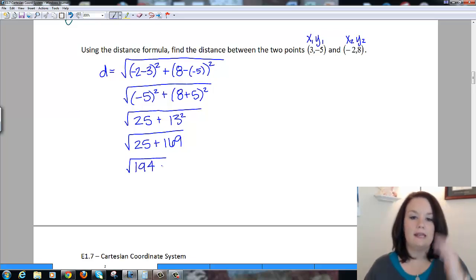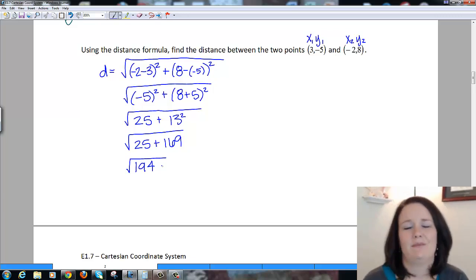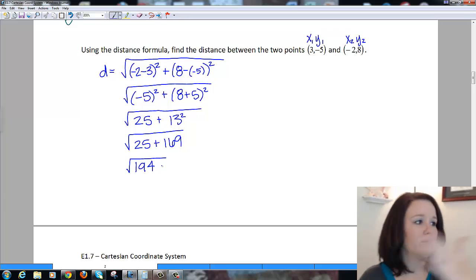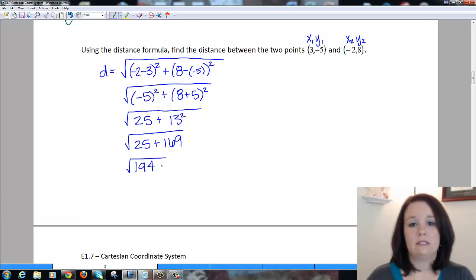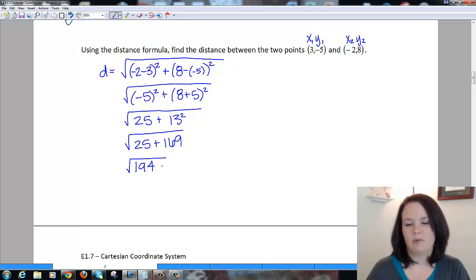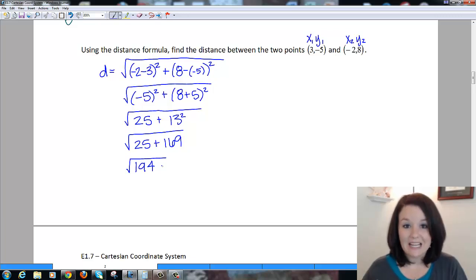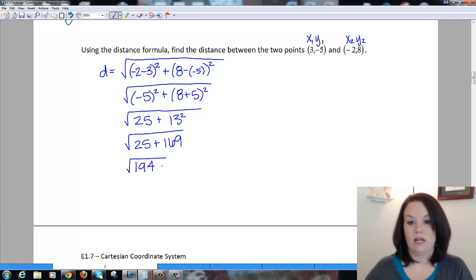Okay. Now, if we're talking about the distance something is, like how far is this building from this building, we wouldn't normally say, oh, well, it's a distance of the square root of 194 feet, right? We don't talk about distance like that. So we are going to go ahead and get a decimal answer. But in my math lab, it will ask you to enter the exact answer using radicals, and it'll ask you to enter a rounded decimal answer. So when it asks you for the exact answer, that's the square root of 194.